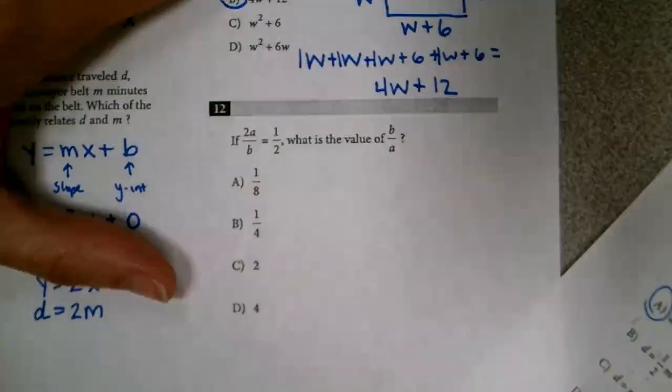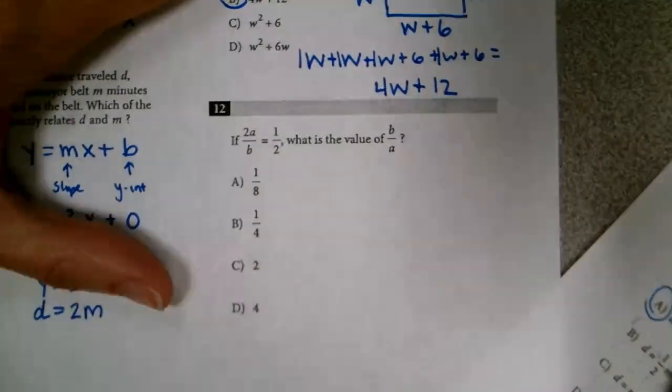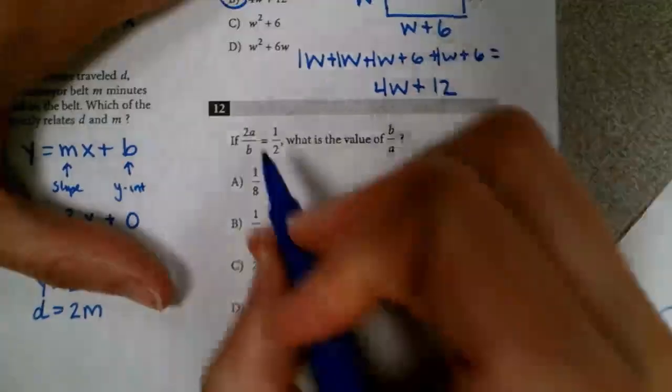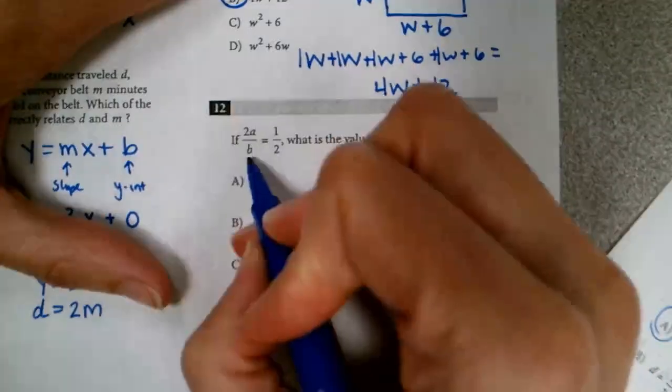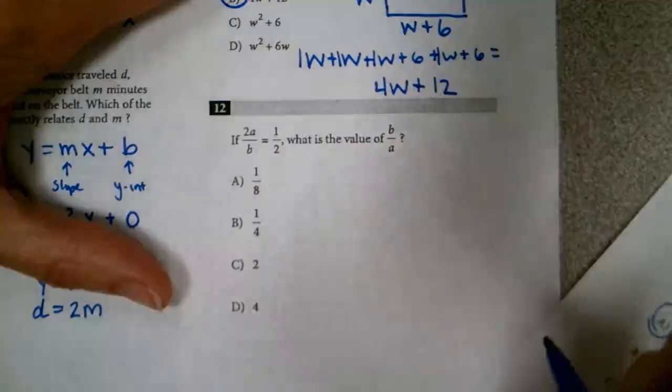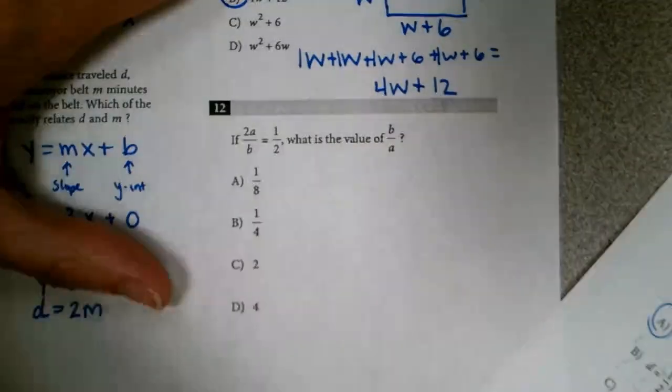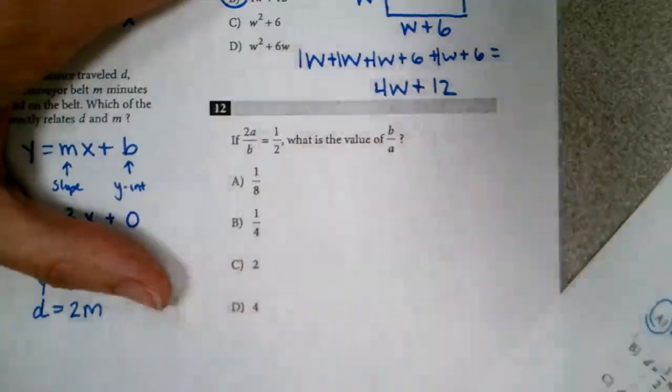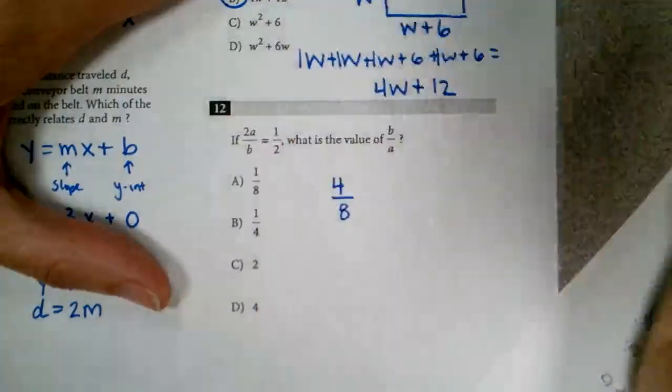The next question. This is one of those problems where it would be helpful to pick some numbers. It says if 2A over B equals 1/2, what is the value of B over A? So we're going to pick some numbers. What is something that would equal 1/2? Well, 4 over 8 is 1/2.